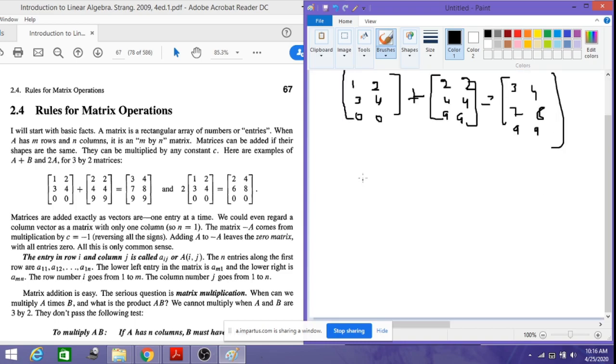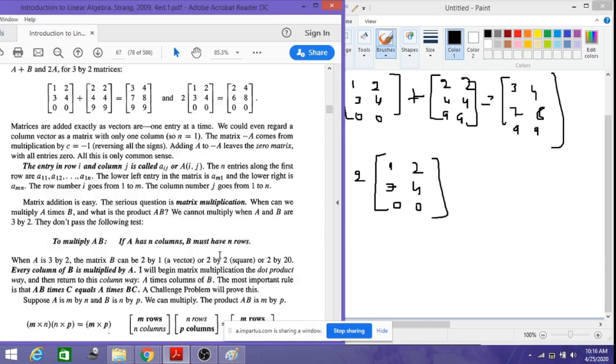And if you want to multiply with some scalar value with any dimension of the matrix, you can do that. So it might be 1, 2, 3, 4, then 0, 0. You can do that and you can obtain the answer.